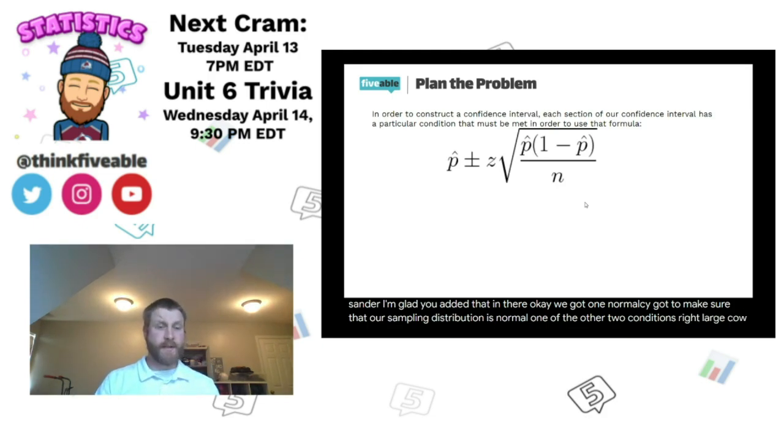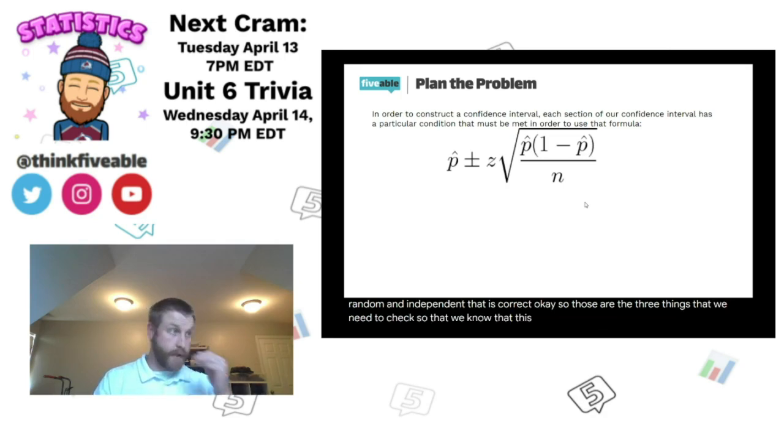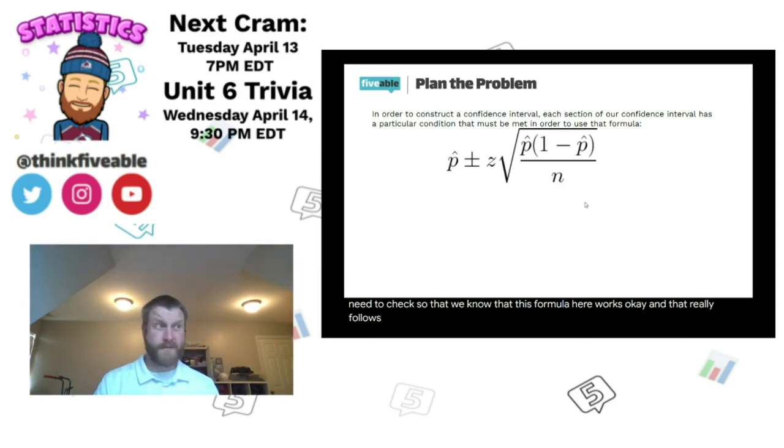All right, large counts is going to match with that normal. So those 2 are really 1 condition. Random and independent, that is correct. Okay, so those are the 3 things that we need to check so that we know that this formula here works. Okay, and that really follows through all the way through the rest of Unit 6, all the way through Unit 7, sort of into Unit 8, a little change there for normal, because chi-squared is not a normal curve, but it definitely just kind of keeps following on through.